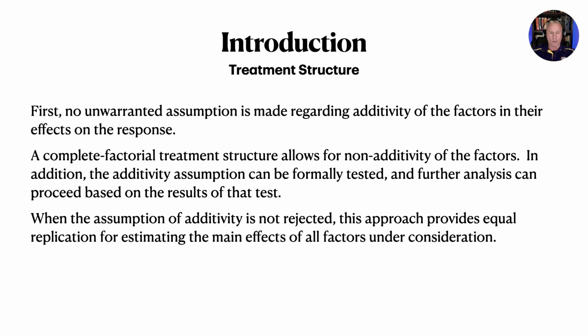And the reason this is important is because this is one way, a big way, in which this approach is much more efficient. It's a much more efficient use of resources than the one factor at a time approach. Because when the assumption of additivity is met, when it's not rejected, then this approach that we're going to be looking at, the complete factorial treatment structure, provides equal replication for estimating the main effects of all the factors that are being considered in the experiment. So that's a really big advantage to this complete factorial treatment structure approach.